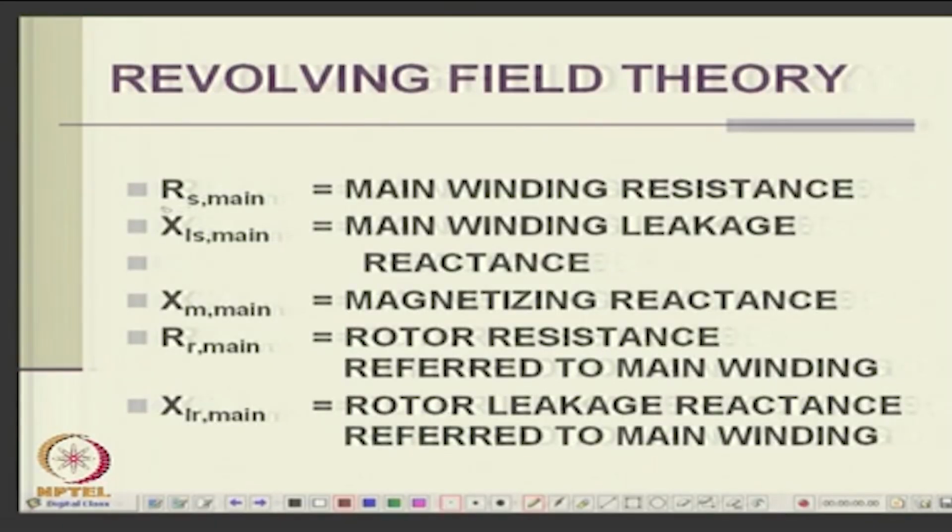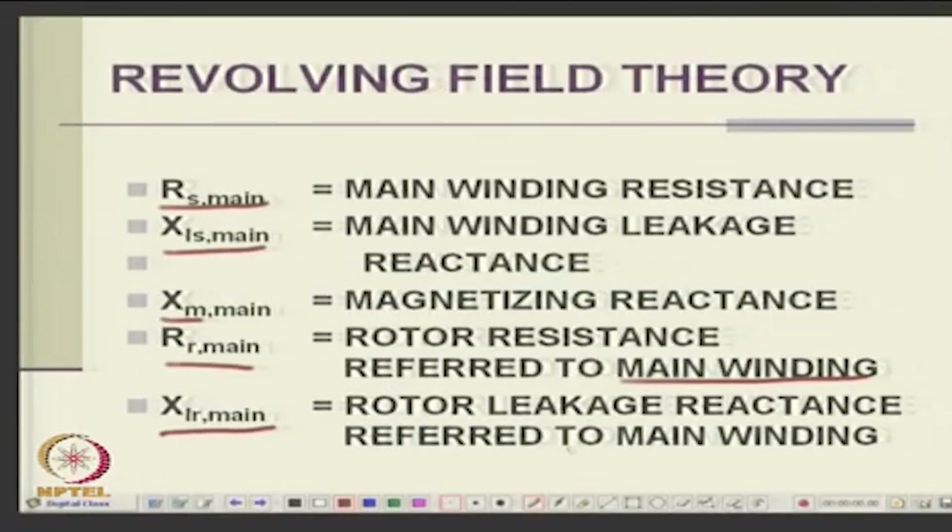That means Rs main is the main winding resistance, XLS main is the main winding leakage reactance, Xm main is the magnetizing reactance, Rr main is the rotor resistance referred to the main winding. This is important: rotor resistance is referred to the main winding turns, just like a transformer secondary referred to the primary turns. I hope you know what is meant by turns transformation. You create an MMF balance and create this.